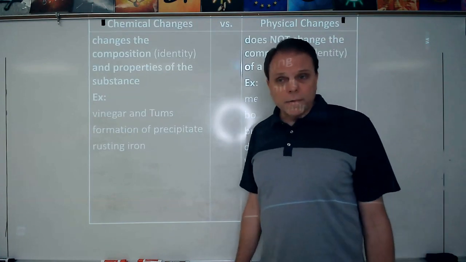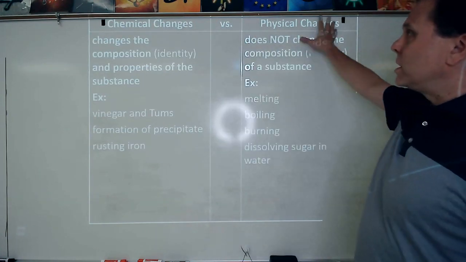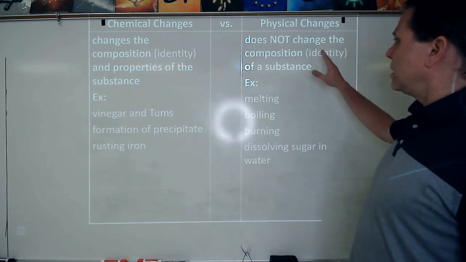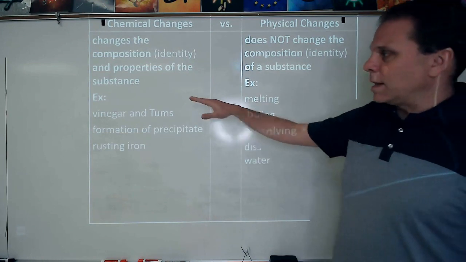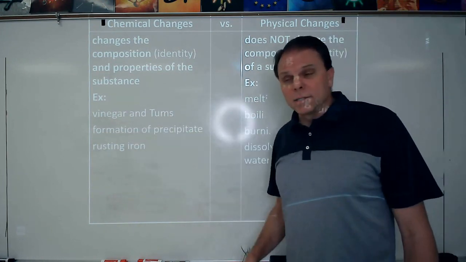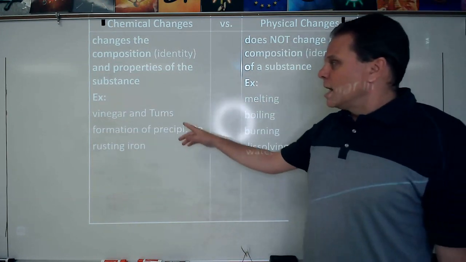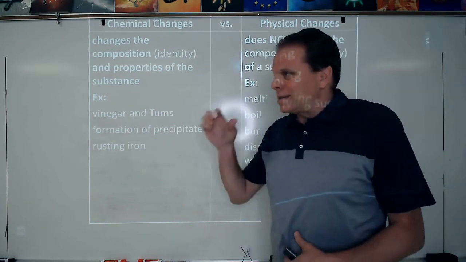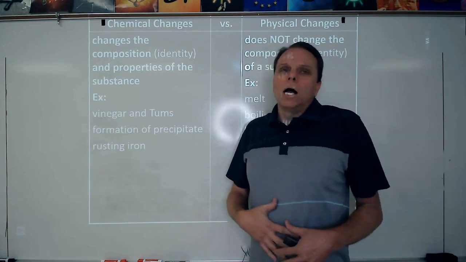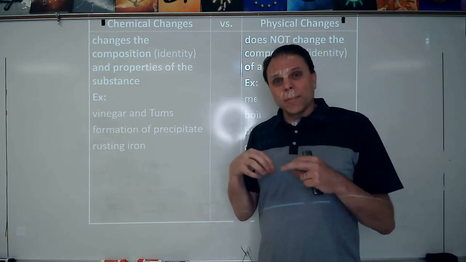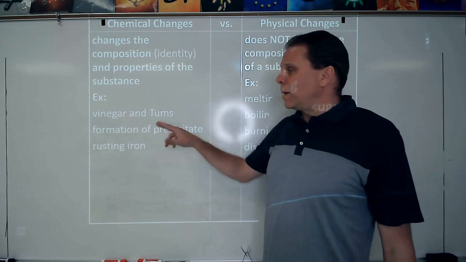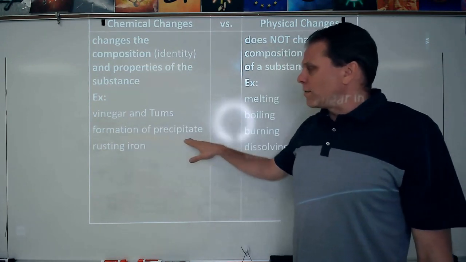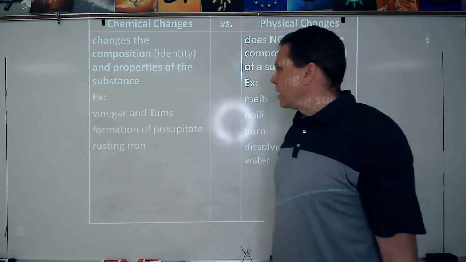All right, so let's look at some of our properties here. Chemical change versus physical change. Chemical change is changing the composition or identity. Physical change is not. Example, if I put vinegar and Tums together, that's going to be a chemical change. You are neutralizing the acid, okay? You might have some acid in your stomach and you take some Tums, you're like, oh, I feel better. Why? Because there's a chemical change taking place and the acid is being neutralized. It's turning into something that's not going to be as dangerous. Formation of a precipitate, that's that forming solid, rusting iron.